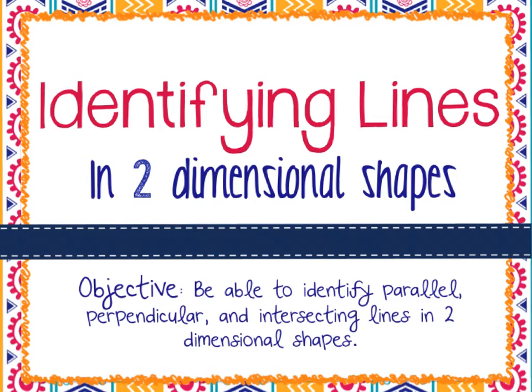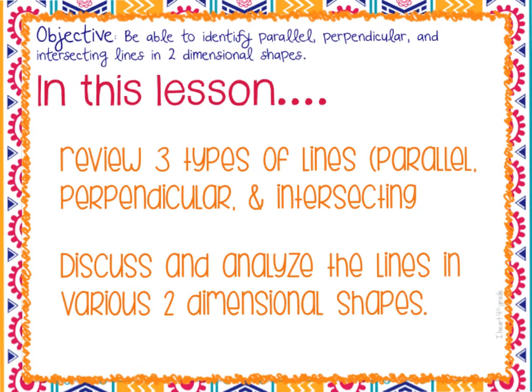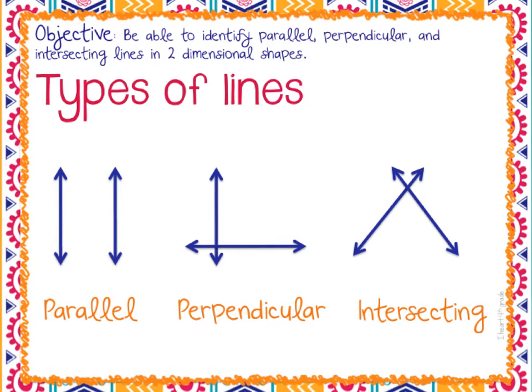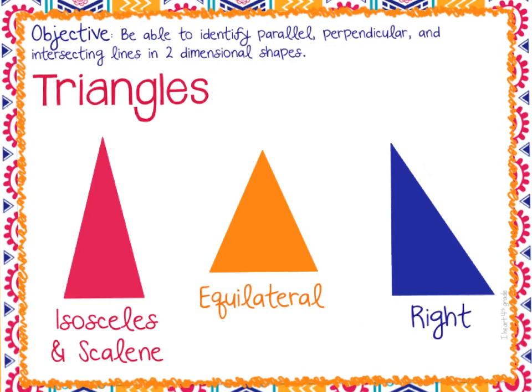In today's lesson, we're going to identify types of lines in two-dimensional shapes. We're going to look at triangles, quadrilaterals, pentagons, hexagons, and octagons. As you look at the images on the next few pages, I want you to analyze the types of lines that make up the shape that you are looking at. Remember, we're looking for examples of parallel lines, perpendicular lines, and intersecting lines.